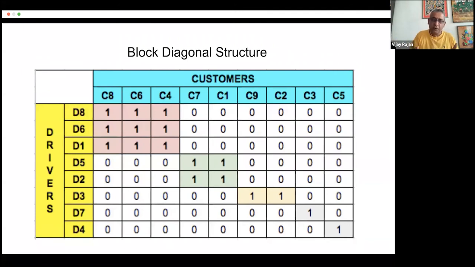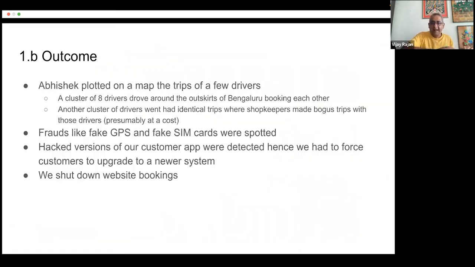Basically, the incentive was more than the burn of the petrol, the diesel cost. And you know, they would share the spoils. Another very interesting thing that happened was Abhishek spotted that there were a bunch of drivers, 8 drivers, driving around the outskirts of Bangalore, where you wouldn't expect any bookings, and they were booking each other, and they were having a fun time, right?